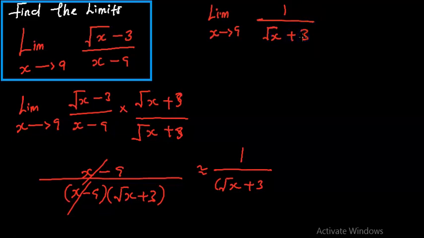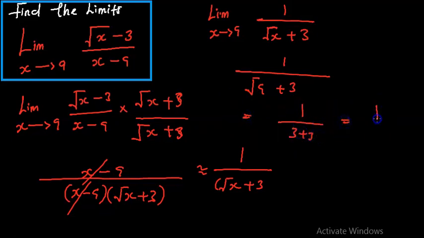Now we can substitute the value of x. The value of x in this case is 9. This is simply going to be 1 divided by the square root of 9 plus 3. Square root of 9 is 3, and 3 plus 3 is 6. The answer is going to be 1 divided by 3 plus 3, which is simply 1 divided by 6.